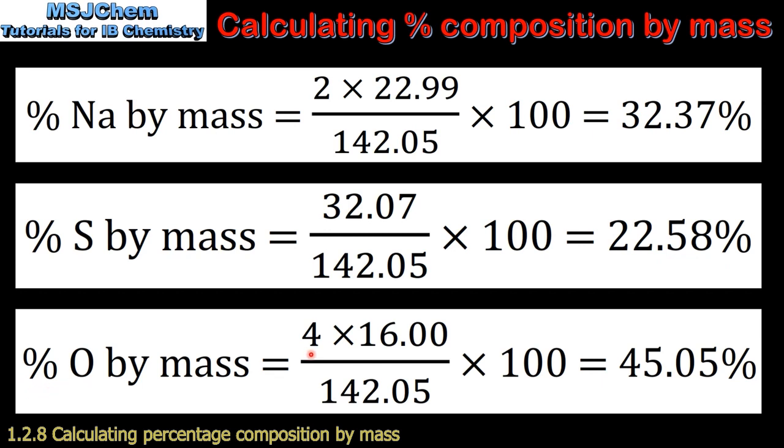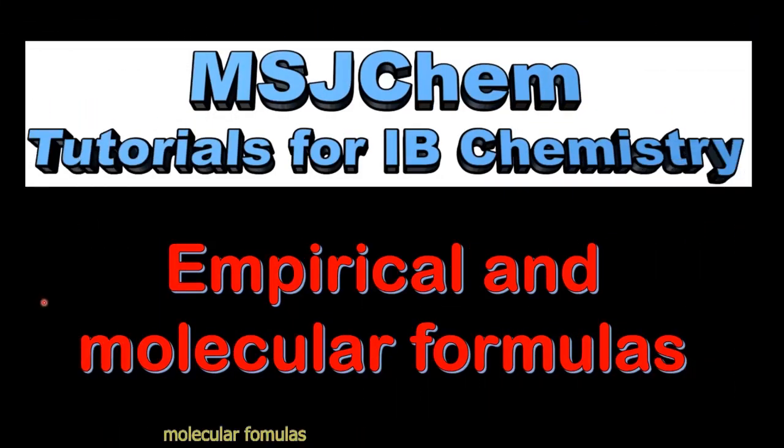Because there are 4 oxygen atoms in the compound, we multiply the relative atomic mass of oxygen by 4. We then divide by the molar mass of the compound and multiply by 100, which gives us 45.05%.